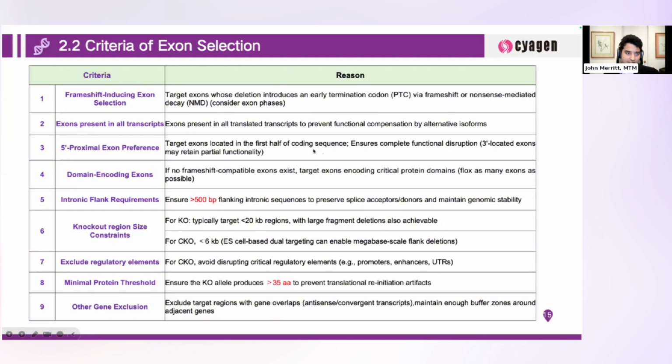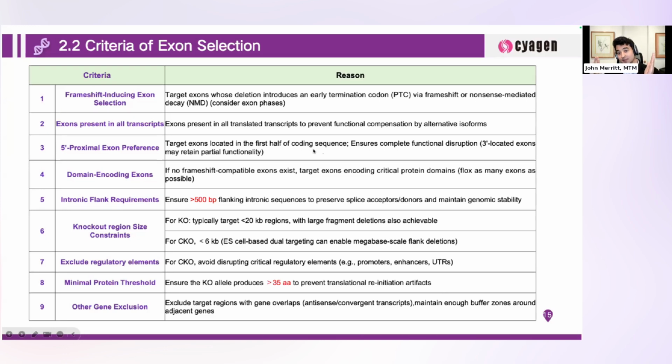Criteria 7, obviously, we don't want to disrupt anything super important like critical regulatory elements. We want to try to maintain as much of the mouse as possible while still leading to a knockout. And we consider a knockout as in absent Western blot, so no protein, right? And we still try to allow some translation to happen. Like we want the start.